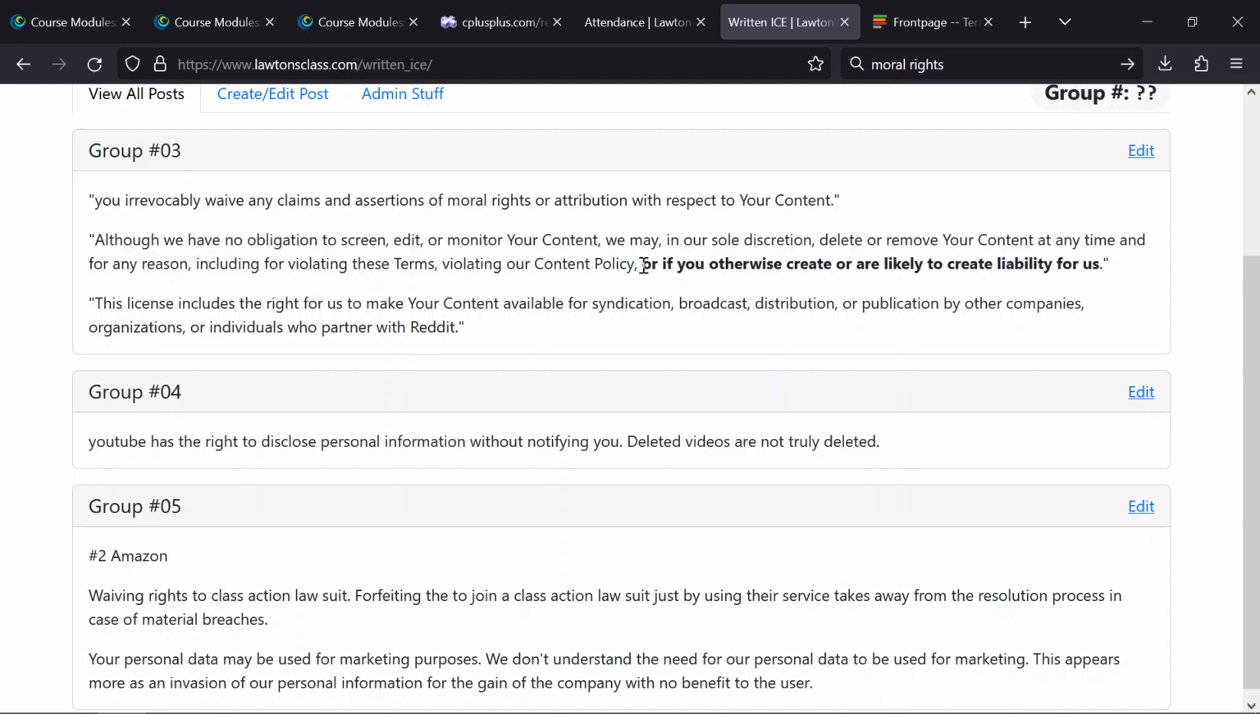Maybe that's what it's saying there? Or if you otherwise create or are likely to create liability for us. Yeah, so if they don't like you, they can delete your stuff. It's like you should just be thankful that it's on there right now at all. That's kind of what they're saying there.